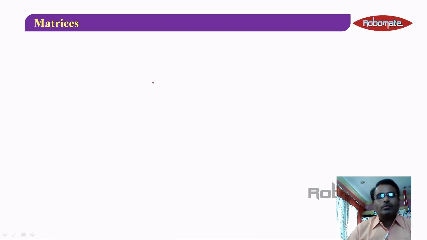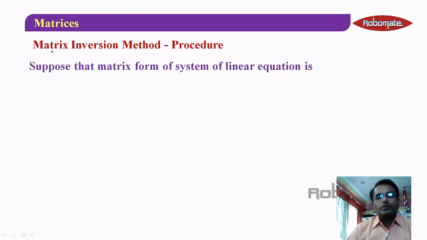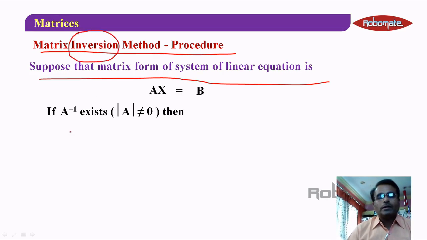So let us see what the simple procedure is for finding the solution of a given system of linear equations using the matrix inversion method. Suppose that we are given the system of linear equations, then the matrix form is AX equal to B. You have to consider if A inverse exists. Since we are considering the matrix inversion method, we require here the inverse of a matrix. Therefore, consider if A inverse exists, that is, if the determinant of A is not equal to 0, then we have to find A inverse and pre-multiply both sides of this equation by A inverse. This is your matrix form, AX equal to B; pre-multiply this by A inverse.